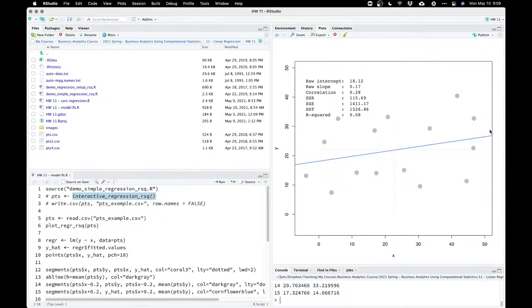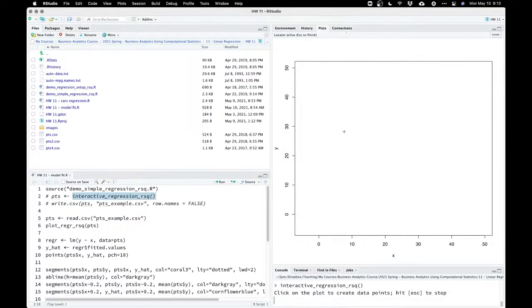What if I only changed one of those things? What if I made a line that was very steep, but the points were far from it? Would the R squared be very high or very low? What do you think? Or medium? Let's try it out and see what happens.